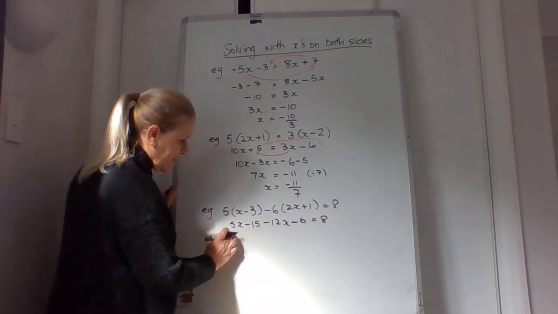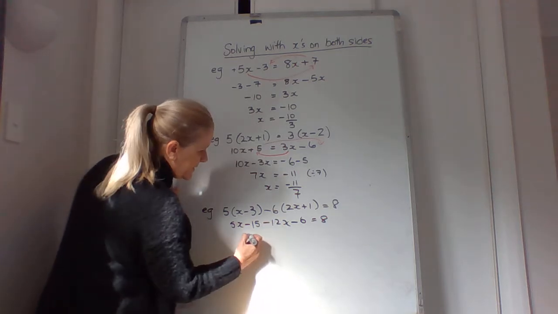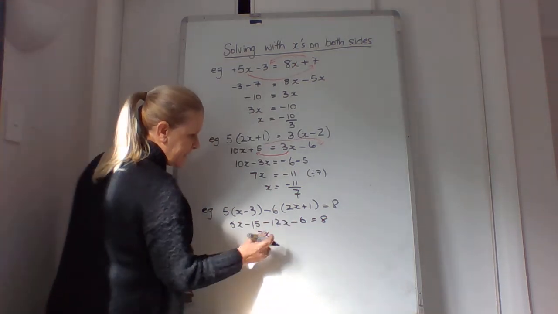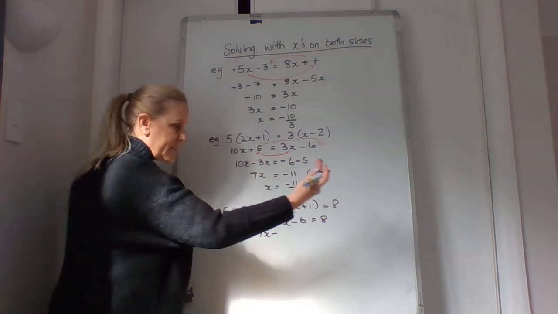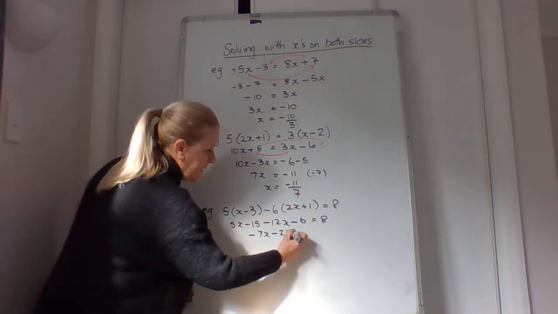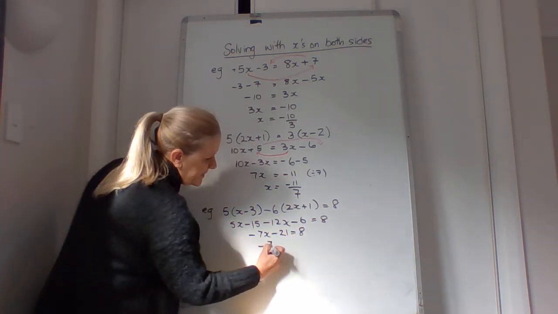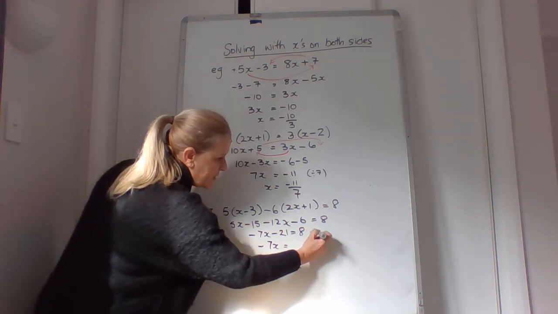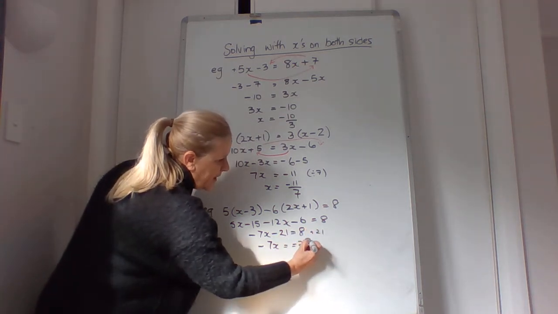Tidy up this side. 5x minus 12x is negative 7x. Negative 15 minus 6 is negative. Negative 15 take away more. Negative 21 equals 8. So negative 7x equals, move the negative 21 on the other side, so plus 21, 29.